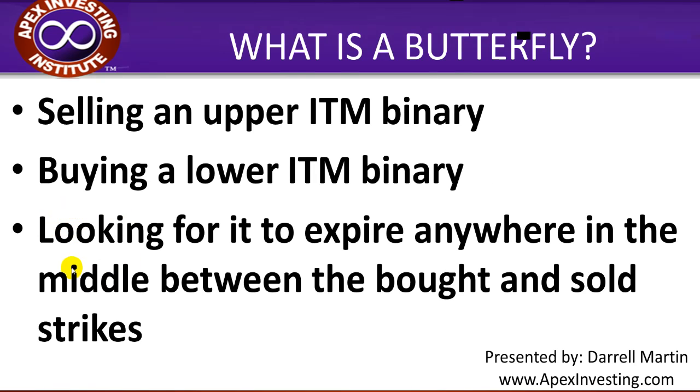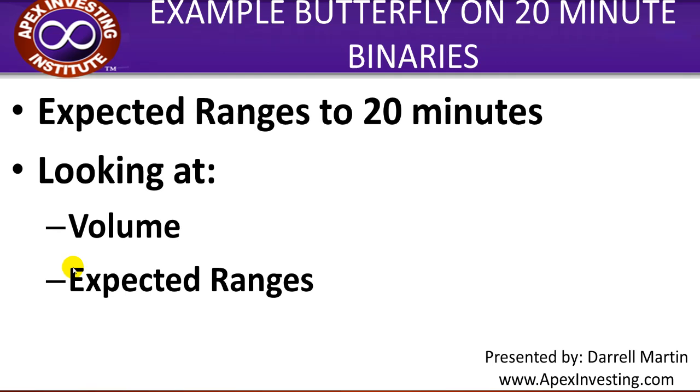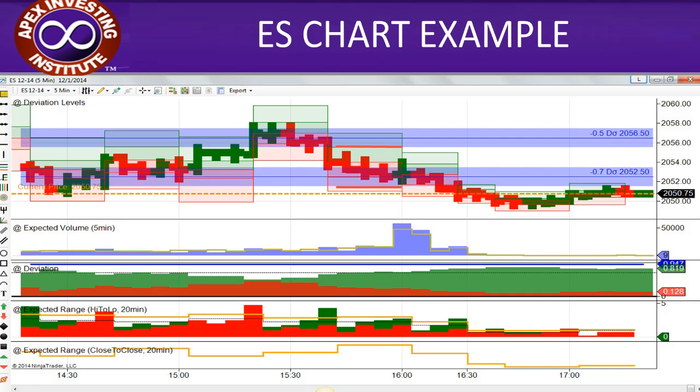All right, let's see here. So, some examples like on 20-minute binaries, looking at expected ranges to 20 minutes, looking at volume, things like that.